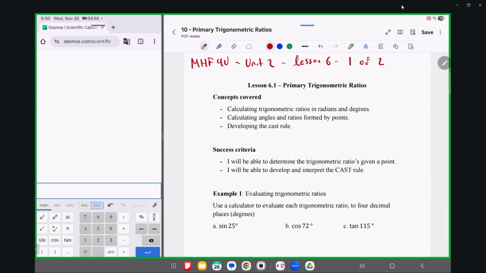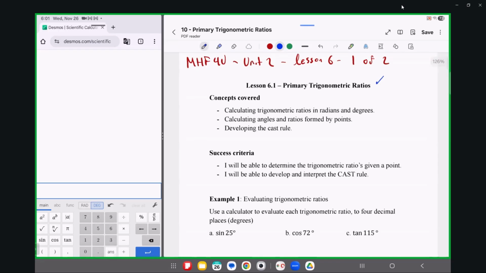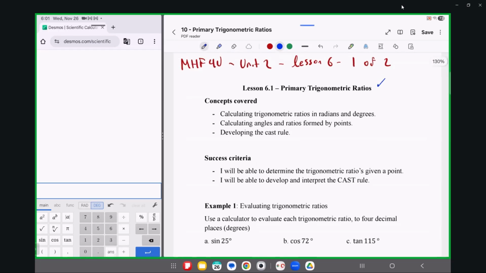So what are we going to be looking at today? Well, we'll be calculating trigonometric ratios in radians and degrees. There are a couple of key questions in the lesson that deal with this. We're going to be calculating angles and ratios formed by points, and then we're going to develop the CAST rule. Keep in mind, we're just developing it for now. This lesson has 2 components where we're going to be spending a lot of time using the CAST rule, and in fact, that'll be the subject of tomorrow's lesson.